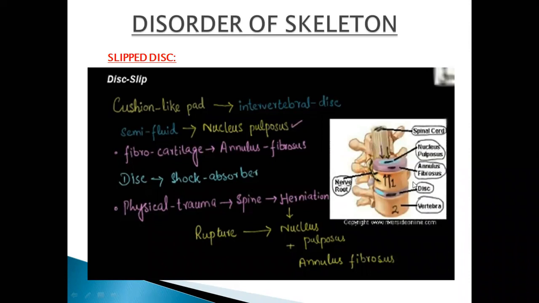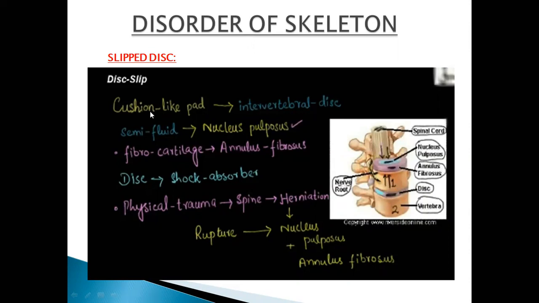Next to it, you can see this disc, and these two brown colored structures are vertebrae. In the vertebral column, you know, there are 33 vertebrae. Between them you can see this structure that is made up of nucleus pulposus and annulus fibrosus. The central part is the nucleus pulposus and the outer, or peripheral, part is the annulus fibrosus. This is the disc structure which is present between the vertebrae.